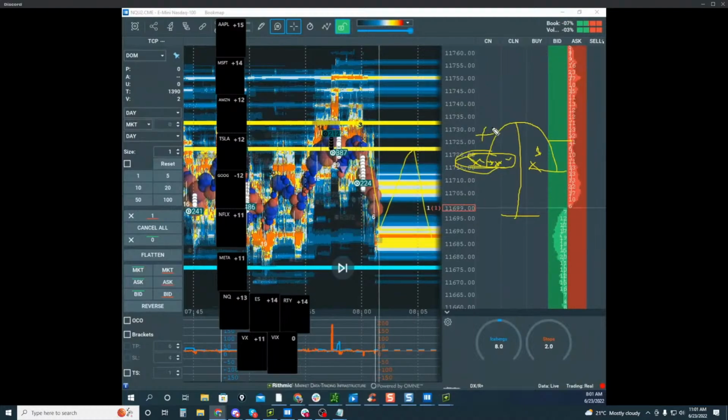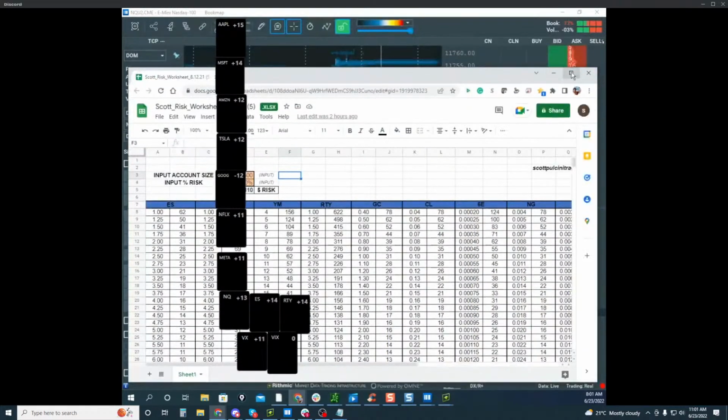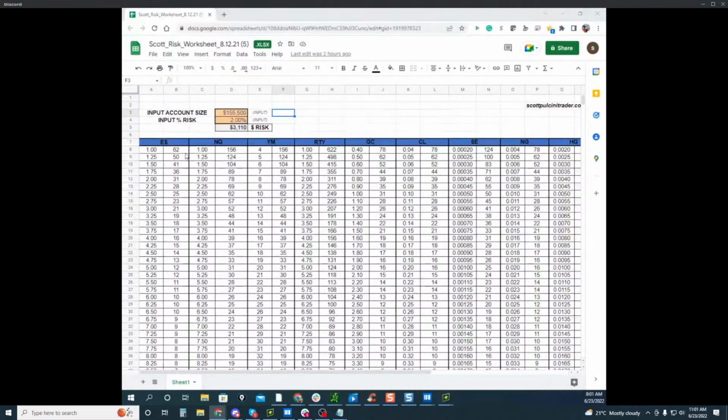So if you're risking 6% of your account size on a given day, for instance, if you get an A plus trade, you can risk 4% on a trade. We talk about this all the time in here, right? So right now my risk is set to, so you got your account size, 2%. That's all you should be risking on a trade.